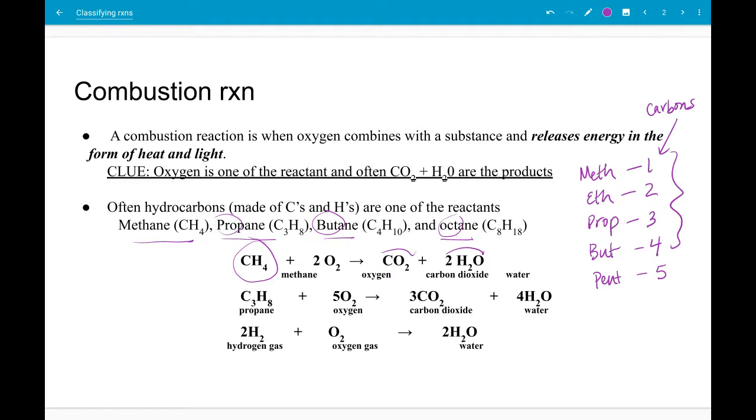Okay, and we could then draw the Lewis dot structure. If I know it's propane, and then I figure out how many H's could bond, and that's how I know it's C3H8. So that's a little addition for you.